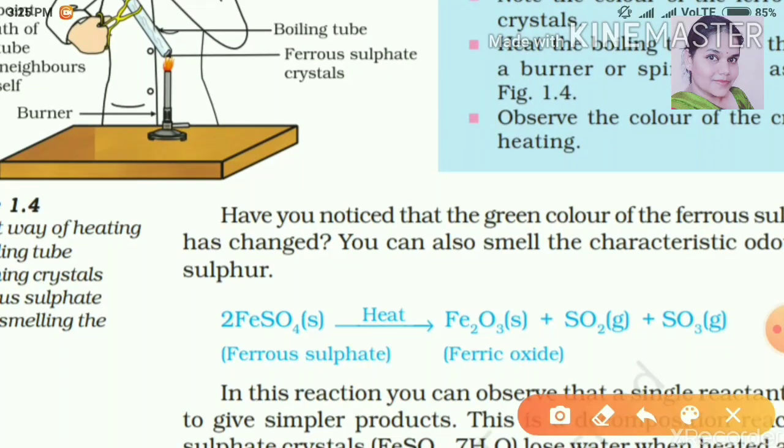Because after heating it forms ferric oxide. This ferric oxide is also called rust, and you know the color of rust is brown. So ferrous sulfate crystals upon heating become brown in color. That is the exact answer. Or you can write they first become white in color when they lose water of crystallization, and then they become brown in color when they form ferric oxide.